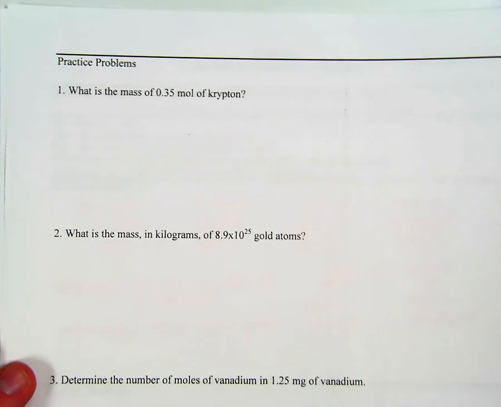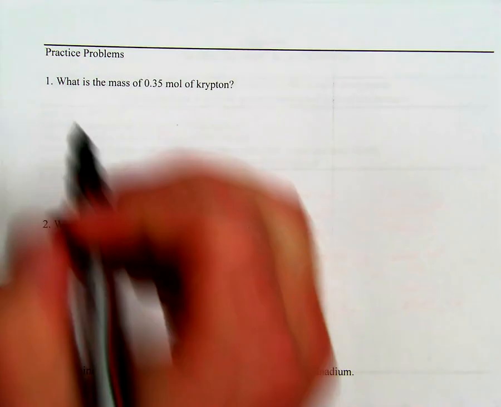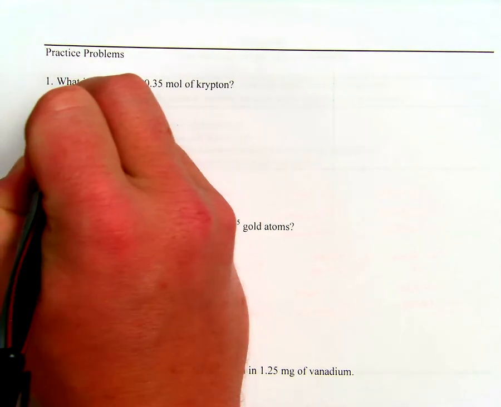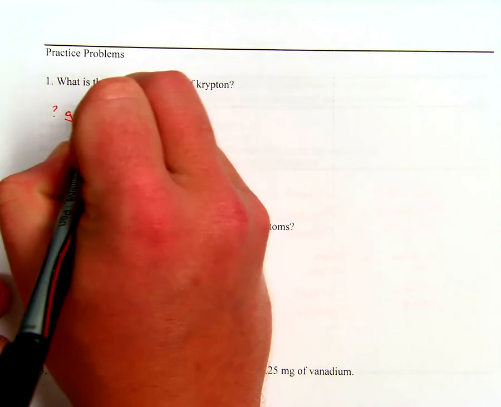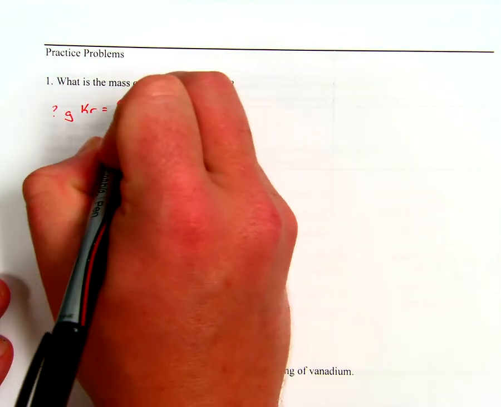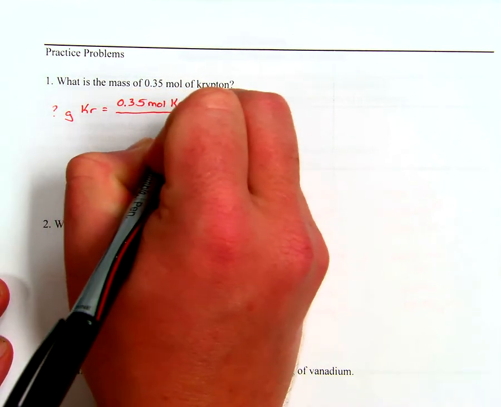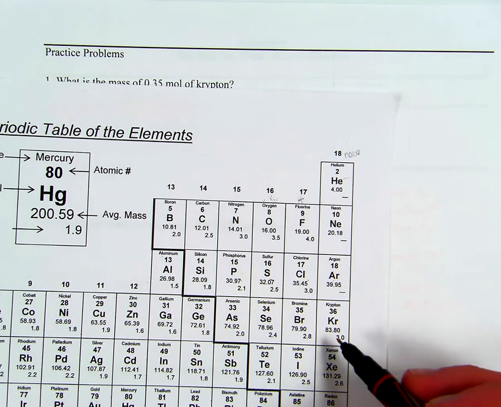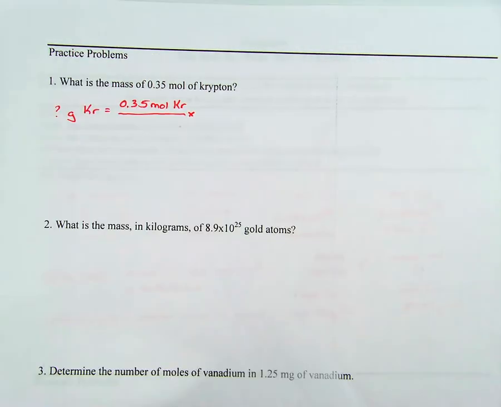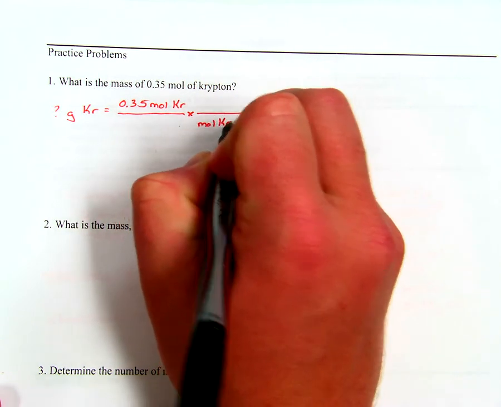Alright, first practice problem. We are asked, what is the mass of 0.35 moles of krypton? So mass, unless you're asked for a specific mass unit, you could just do it in grams. That's usually the most convenient. So how many grams of krypton are 0.35 moles of krypton? All we need here is the molar mass of krypton from the periodic table. You can see krypton is 83.80. So 1 mole of krypton has a mass of 83.80 grams of krypton.